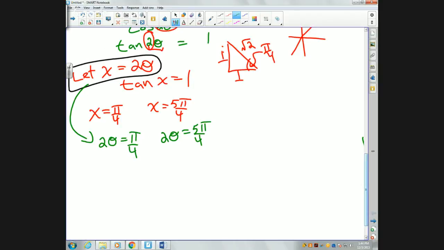If you have any questions, please make sure you share them because this would be a good time. We are just dividing by 2. That's not the hard part, I don't think, Leslie. I think the hard part is realizing that we plugged back in to find x. You had that x was 2 theta. We figured out what x was. Now let's figure out what theta is from this equation back here. Solve this for theta. Theta is equal to pi over 8, and theta is equal to 5 pi over 8.